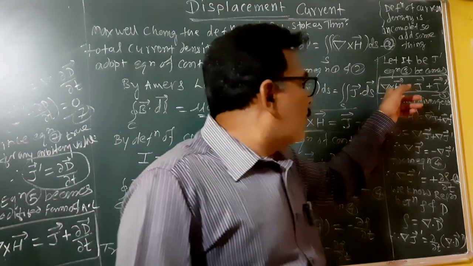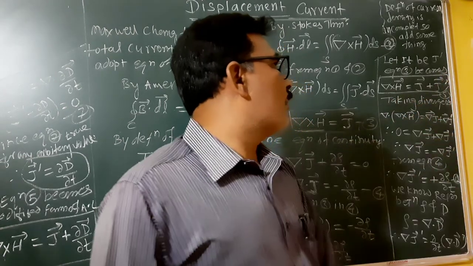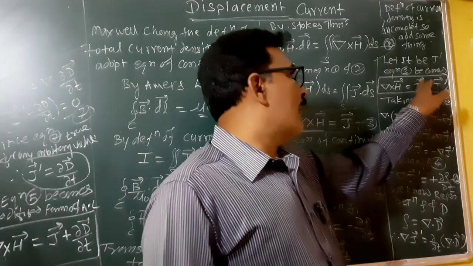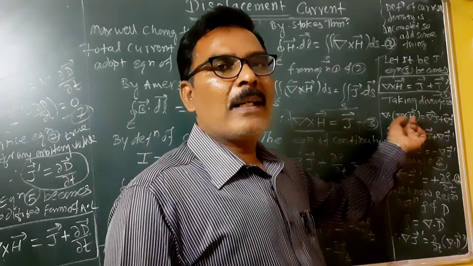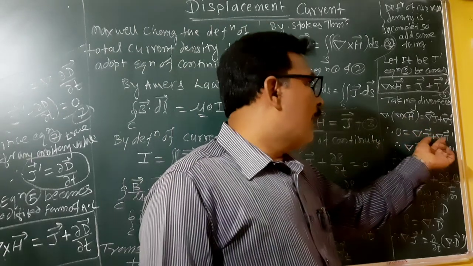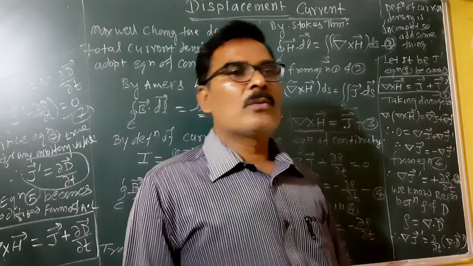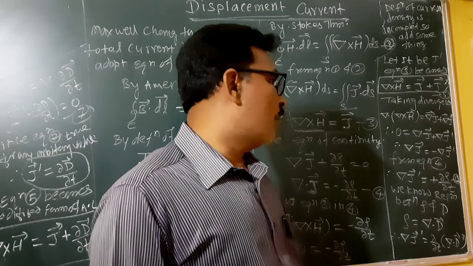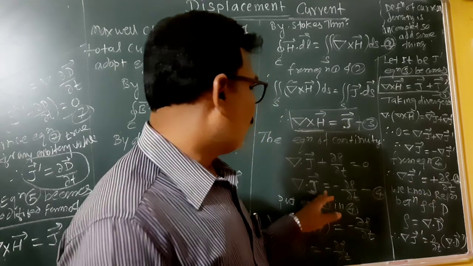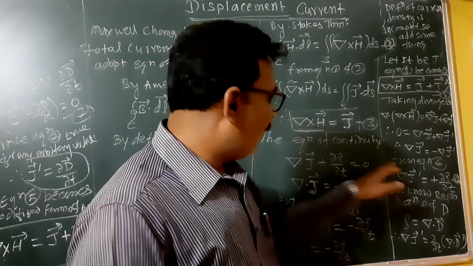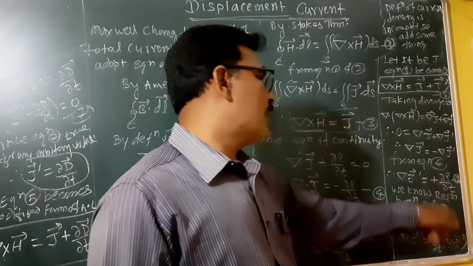Now, curl of H bar from equation 3, J is equal to J bar plus J bar dash. Taking the divergence on both sides, divergence of curl is equal to divergence of J plus divergence of J dash. Divergence of curl is nothing but 0. Divergence of J bar plus divergence of J bar dash. Then divergence of J is equal to minus divergence of J bar dash from equation 4. Substitute that value. Divergence of J bar dash is equal to what? Put it in equation 4: divergence of J, that is divergence of J bar dash, gets minus and minus, so minus minus plus d rho by dt.